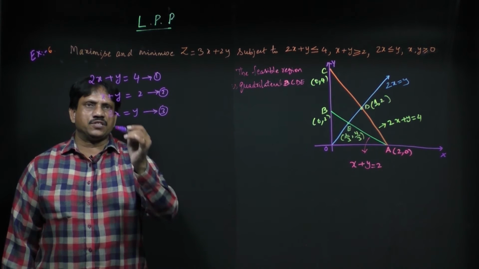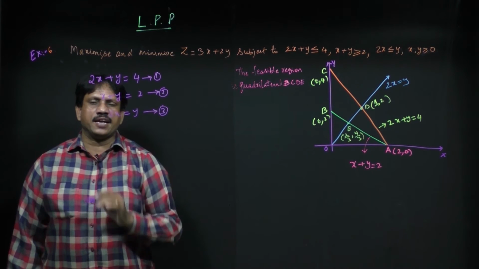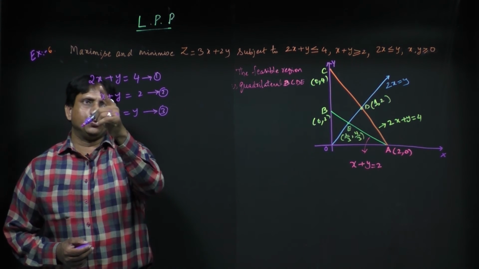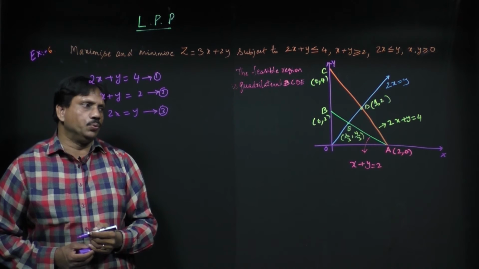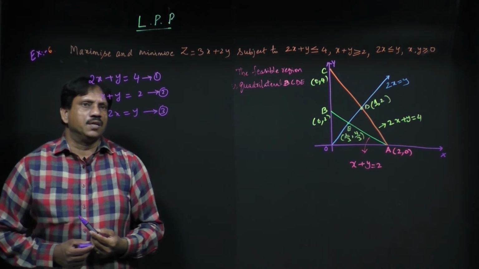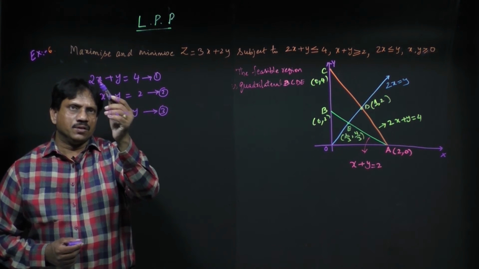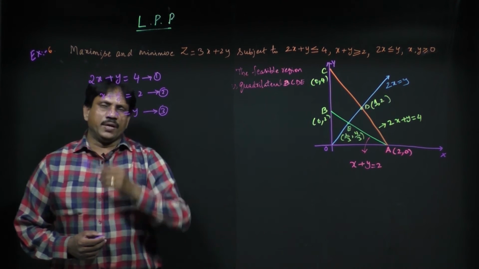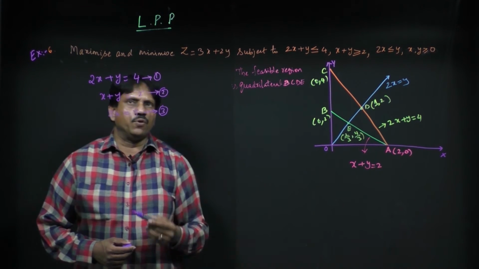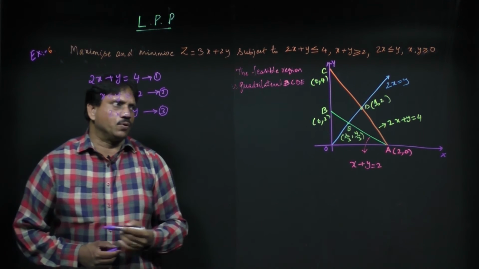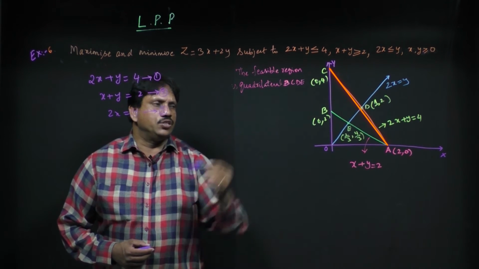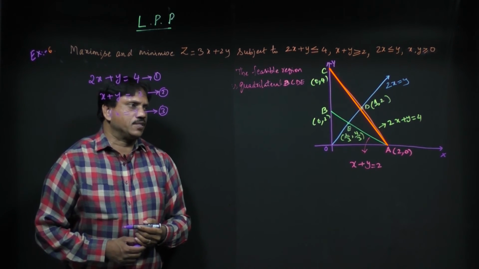Before that, first of all, we must know where this first line is going to meet the axis. By putting y equal to 0, you will get 2x equal to 4, x equal to 2. So the point is A(2, 0). By putting x equal to 0, you will get another value, that is nothing but (0, 4). That means by putting x equal to 0, the y value comes 4. So the line passes through A(2, 0) and C(0, 4), which is nothing but 2x plus y equal to 4.